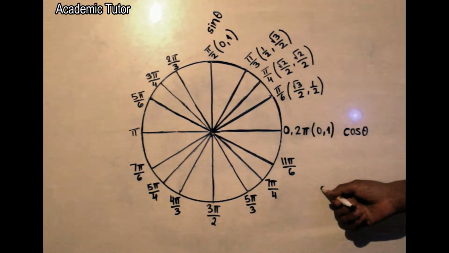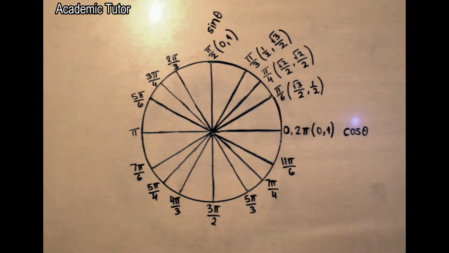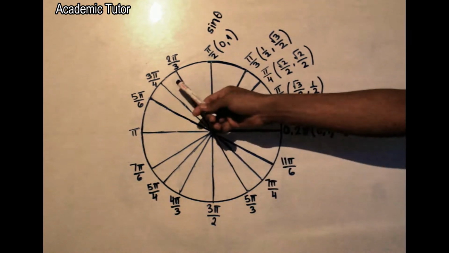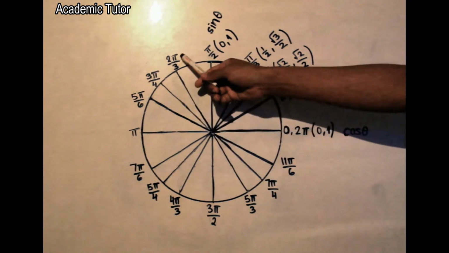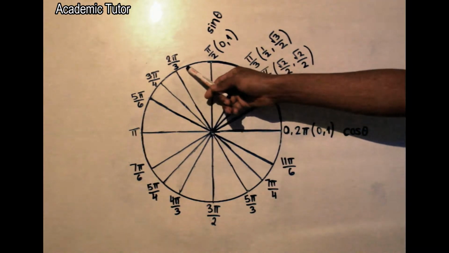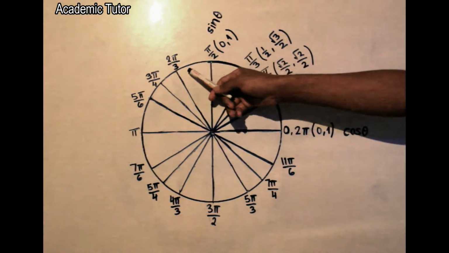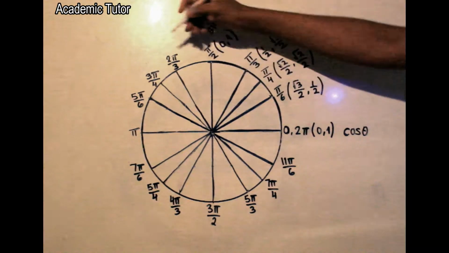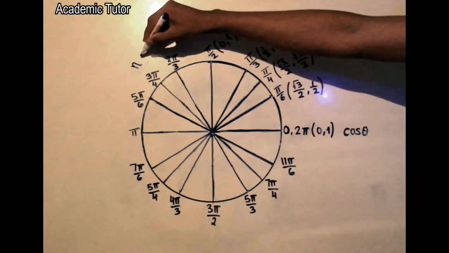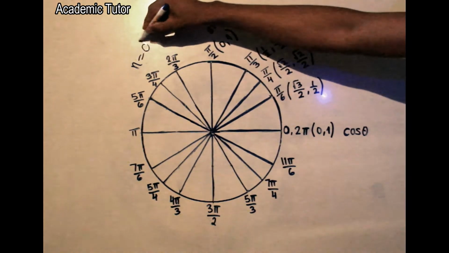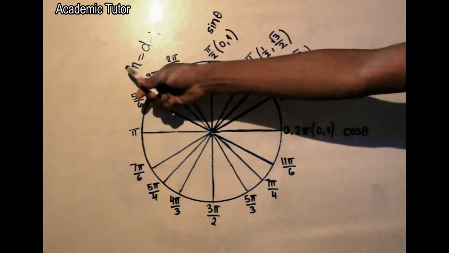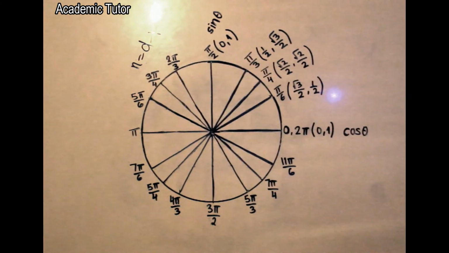First things first, we will talk about how to identify the quadrant of any special angle outside of quadrant 1. In quadrant 2, we can see that for all of the special angles, the numerators are 1 less than the denominators, so we can write n = d - 1. N represents numerators and d represents denominators.